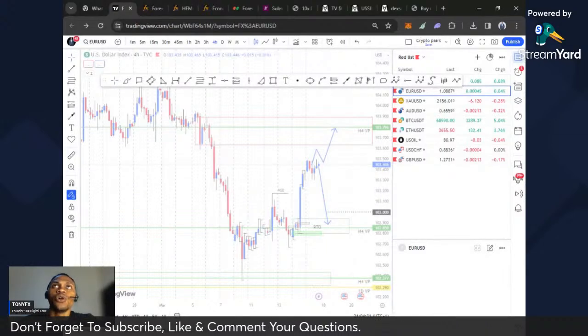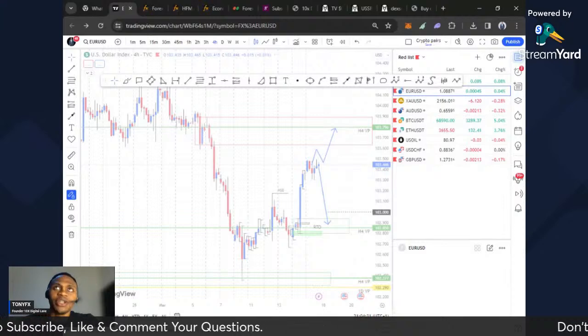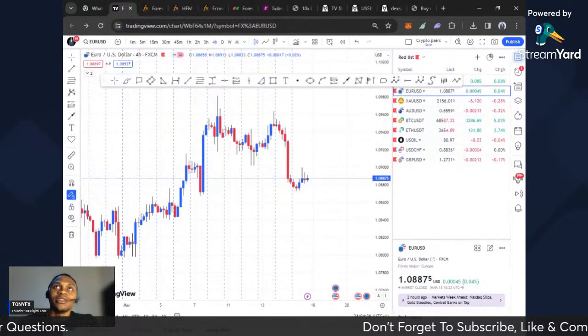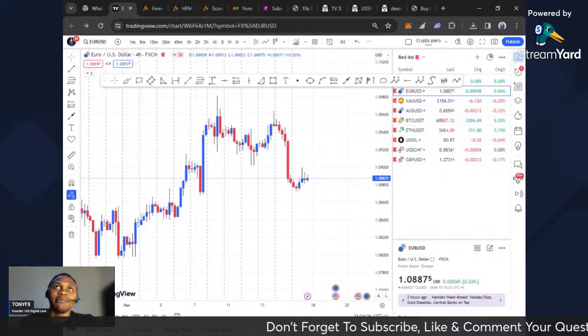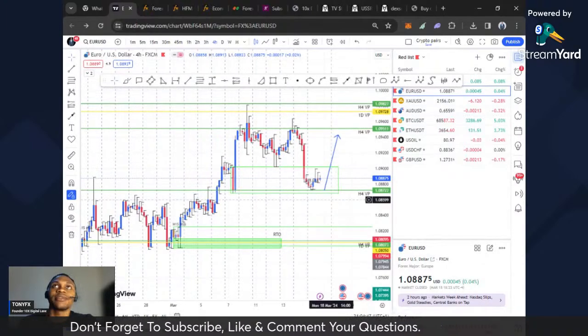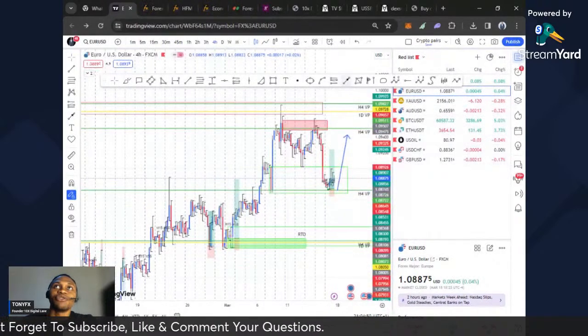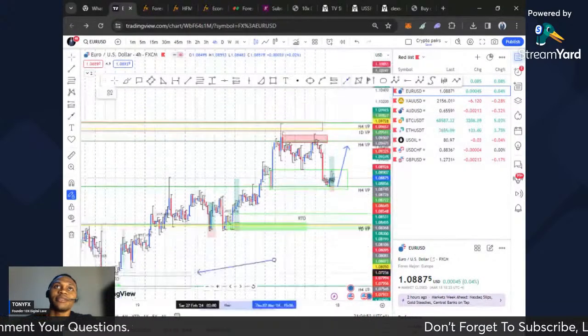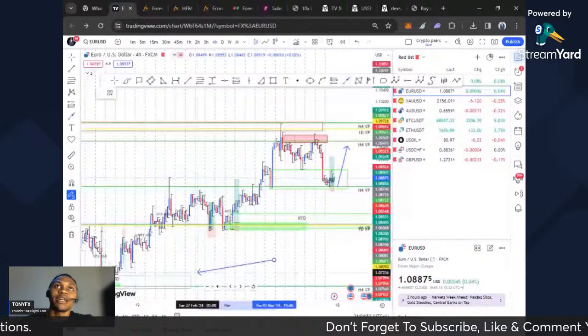This is the EURUSD chart, and at one glance you can see that the market is trending to the upside. From this point, the market is trending to the upside.